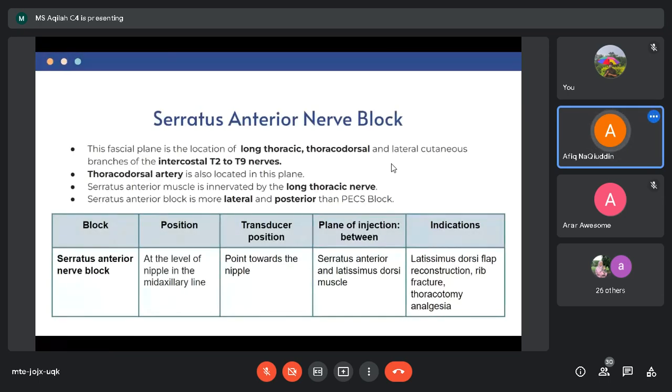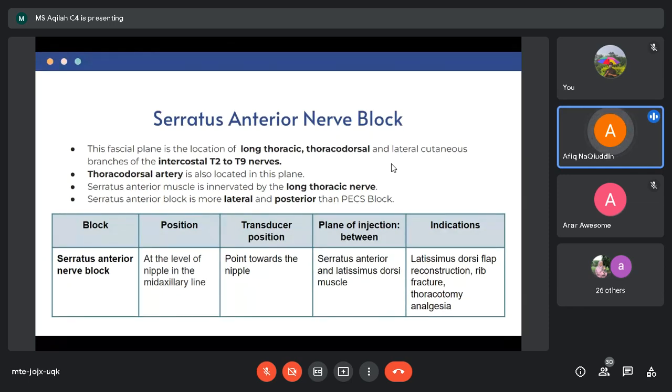The second one in the truncal block is the serratus anterior nerve block. This fascial plane is where the long thoracic, thoracodorsal, and the lateral cutaneous branches of the intercostal T2 to T9 nerve are located. In this plane, there is also the thoracodorsal artery. As its name suggests, the serratus anterior muscle is innervated by the long thoracic nerve.